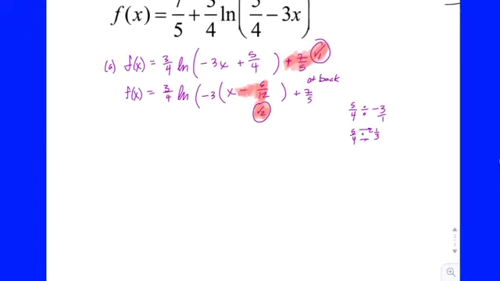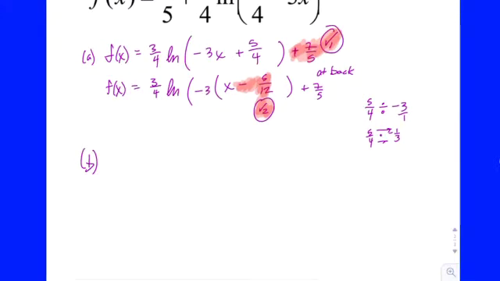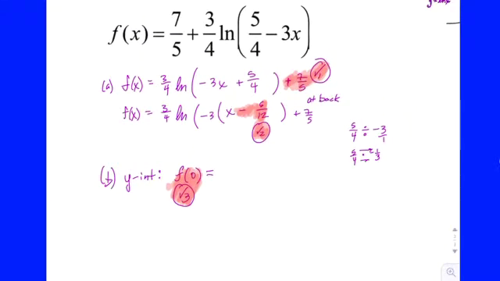Okay, so part B then said, find the simplified exact value of the y-intercept. Show the work that leads to your answer. So how do we communicate that we're finding a y-intercept? F of what? 0. F of 0 equals, so that's going to be the third check that indicates your method. F of 0 equals. And then we can plug into any version. I'll probably plug in to the very top one, 7/5 plus 3/4 times the natural log of 5/4. All right, so this answer here is your fourth check.